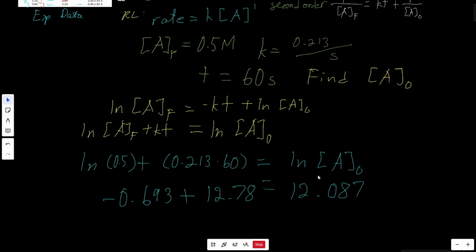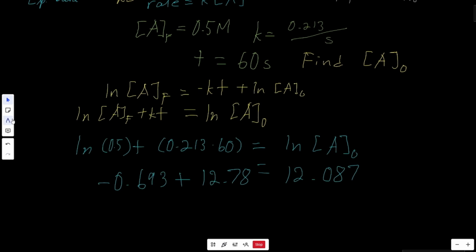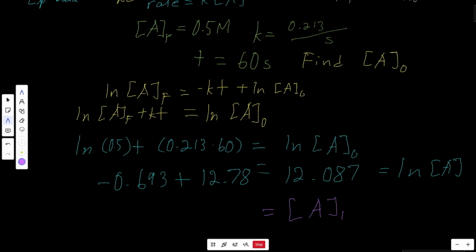So now, this is just the natural log of A. In other words, this answer is just the exponent of e. Now, how do we get A? To get the initial A, all we have to do is raise e to the ln of A initial, which is what we just solved for.